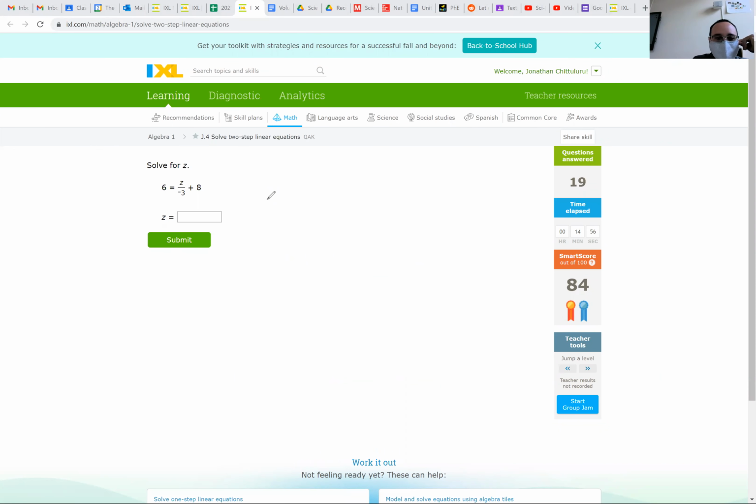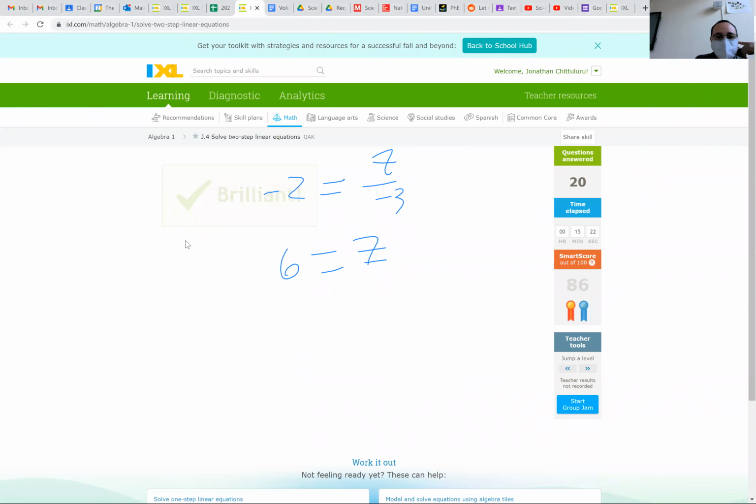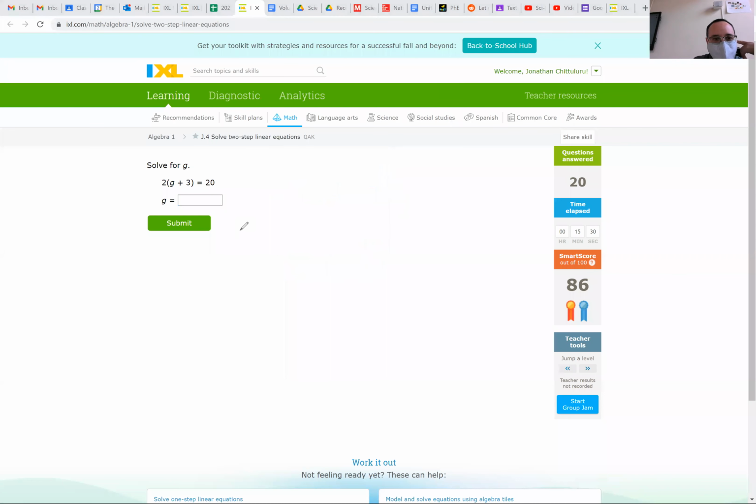Okay, so 6 equals Z over -3 plus 8. So we're going to move the 8 to the left side. We're going to undo that addition through subtraction. So -2, which is 6 minus 8. So -2 equals Z over -3. Now we're dividing by -3. You have to multiply both sides by -3. So 6 equals Z. All right, so let's go ahead and get that answer put in. Brilliant. Let's move on. Okay, looks like we got another problem or 2 or 3 to do, depending on how brutal this program wants to be.